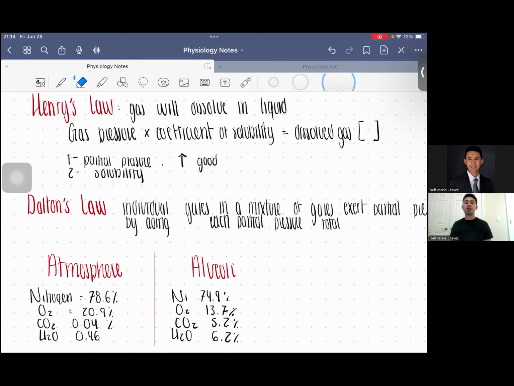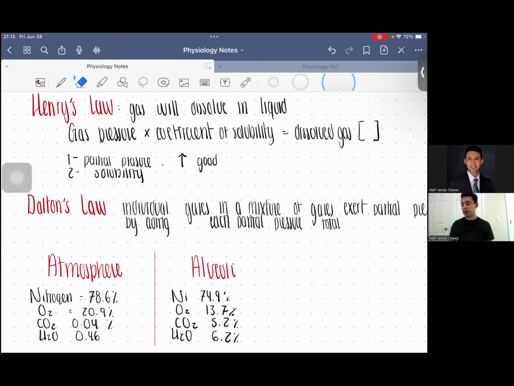The first one is Henry's law. This law explains how a gas will dissolve in a liquid. There are two main things that contribute to a gas dissolving in a liquid. The first one is partial pressure, and the other one is solubility.